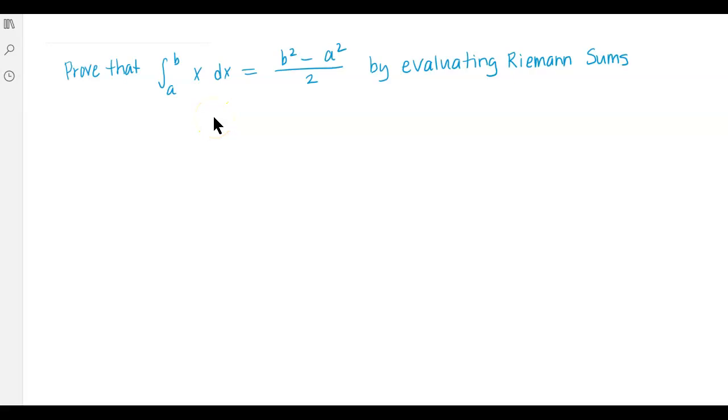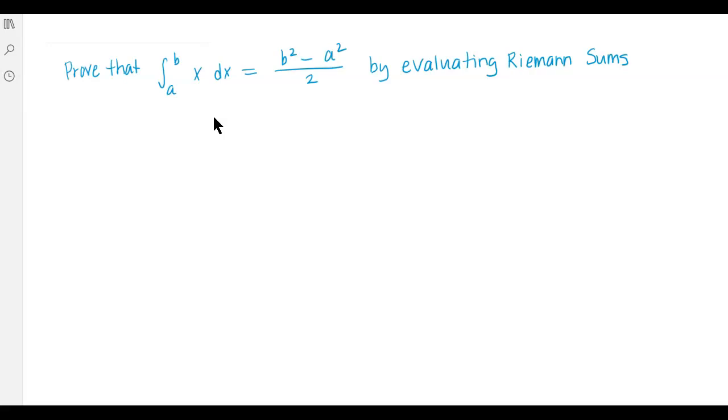This is a short video to show you how to solve the challenge problem that was in the classwork from Wednesday. We were asked to prove that the integral between a and b of the function x is b squared minus a squared over 2, and we'll do this by looking at the Riemann sums.